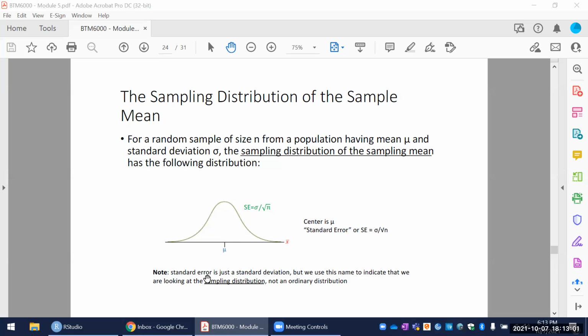So the standard error is essentially nothing else but a standard deviation, but it accounts for the sample size, and by that relates it to the sampling distribution. So it's not an ordinary distribution, but it is the sampling distribution of your sample means.